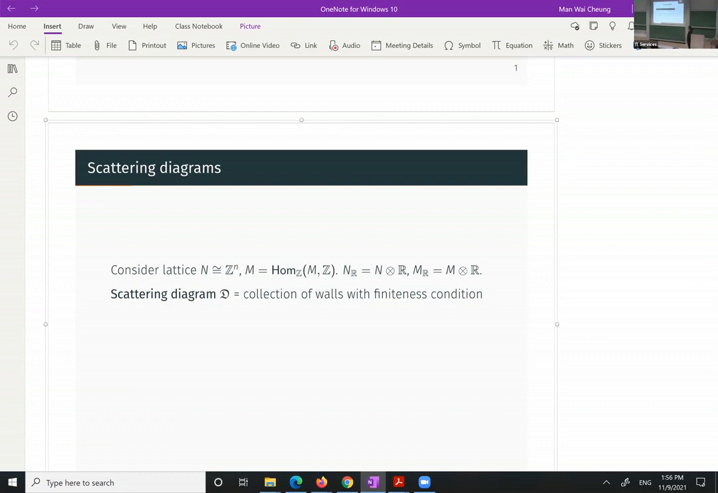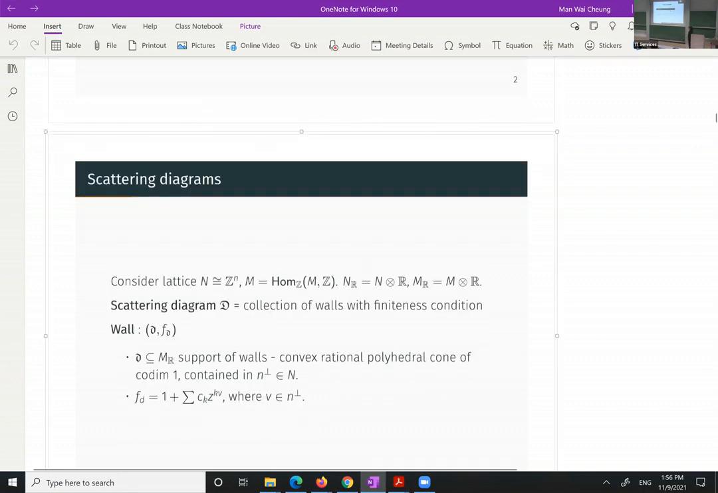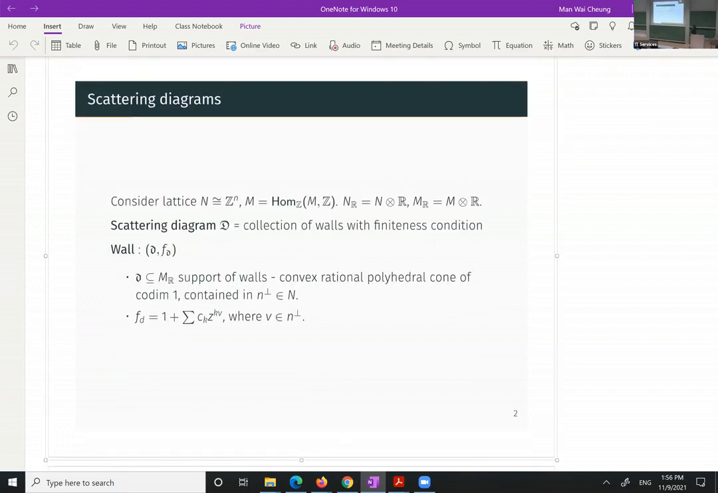And what are the walls? The walls consist of two pieces of data. The first is some cone lying in some hyperplane, and then we have a function associated to the wall, which we call the wall function, which is a polynomial or power series in the variable that comes from the direction of the wall.